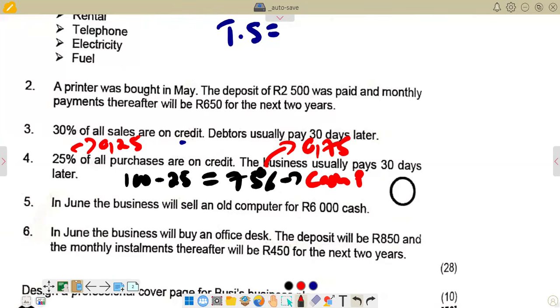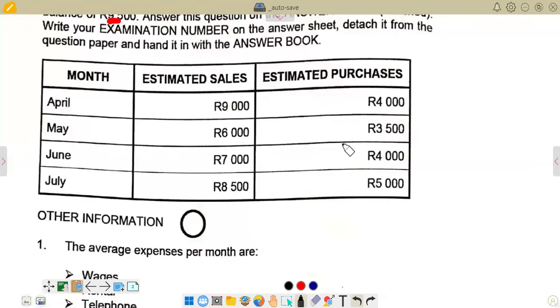So we are going to start by calculating the credit purchases. For our credit purchases, remember I was saying we are using 0.25. These are our total estimated purchases. So we are saying 0.25 multiplied by 4,000. If you calculate it, you are going to get 1,000. And then again, 0.25 multiplied by 3,500. There, you are going to get 875.